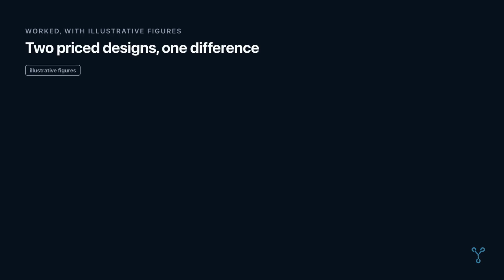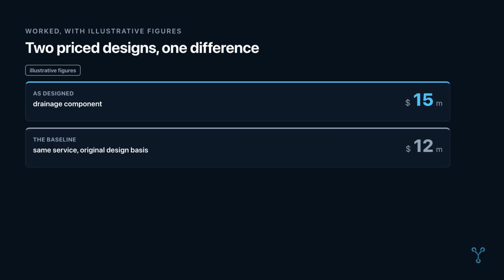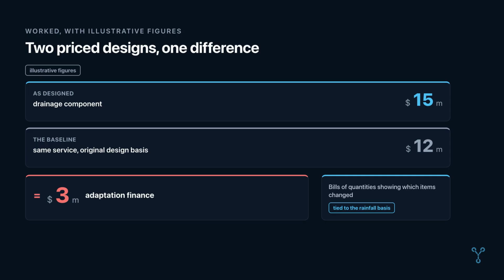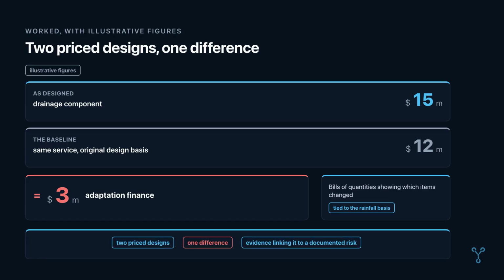Worked through with illustrative figures. Suppose an MDB finances a drainage component at $15 million. The engineer prices the same drainage service, sized to the original non-climate design basis, at $12 million. The difference is $3 million, supported by bills of quantities that show which items changed and tied to the updated rainfall basis in the climate risk assessment. Adaptation finance for that activity is $3 million, 15 minus 12. Those figures are illustrative. What is not illustrative is the structure. Two priced designs, one difference, and evidence linking the difference to a documented climate risk.